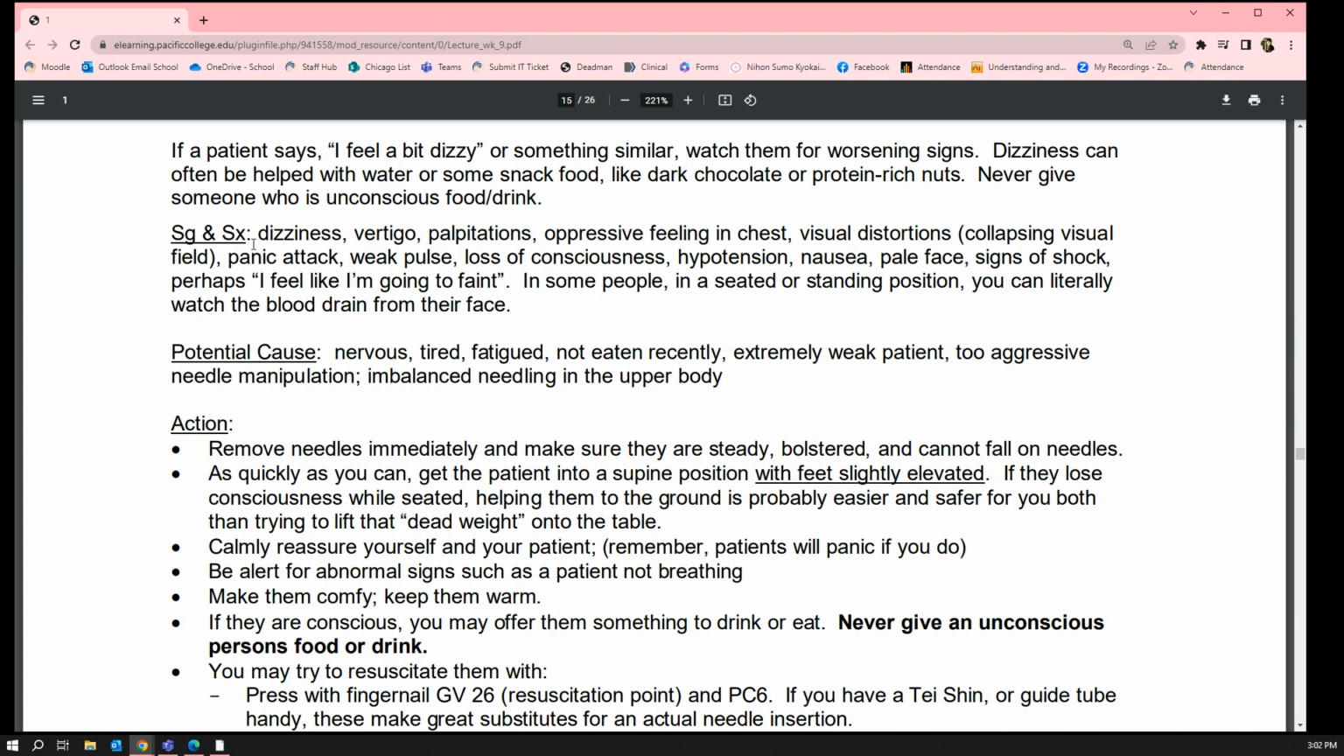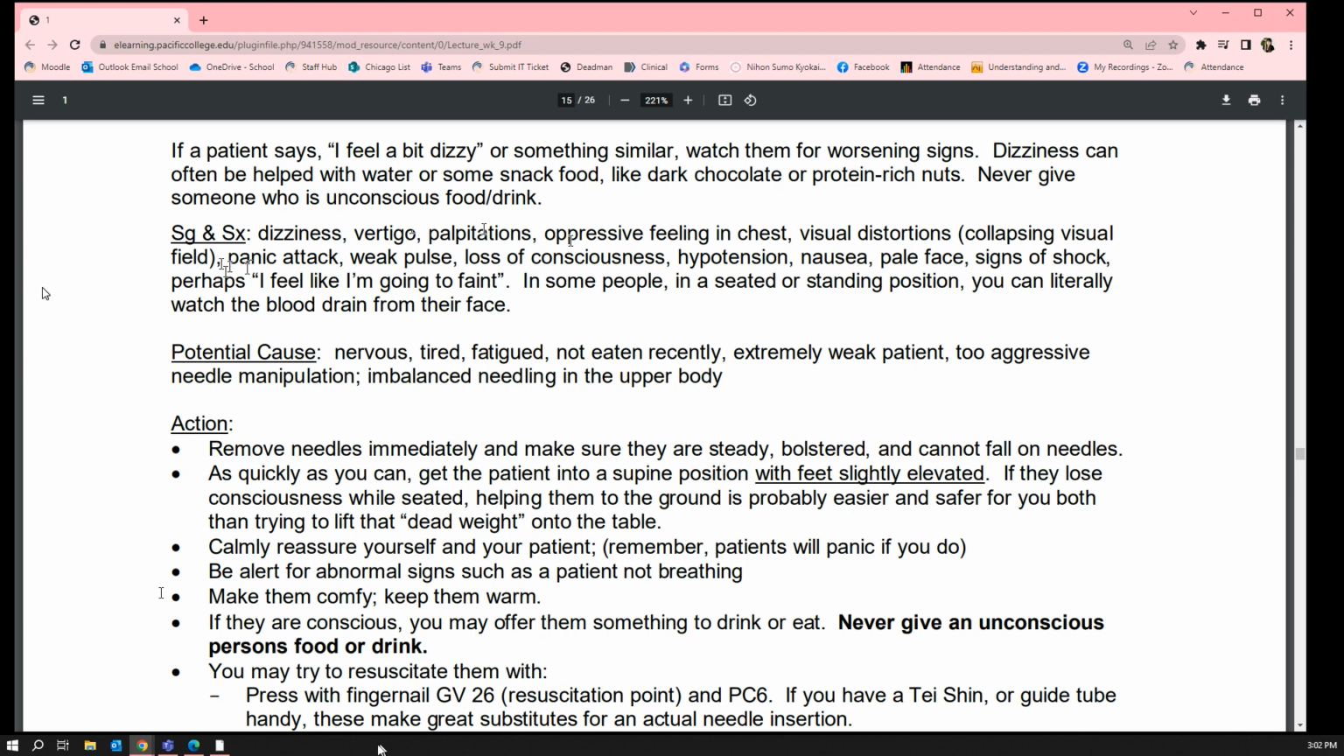So some general signs and symptoms, things that we're looking for: dizziness and vertigo. They might report palpitations or an oppressive feeling in the chest, like a heaviness. They may see visual distortions. Things might get blurry. They might see a collapsing visual field. The last time I lost consciousness, it looked like a curtain falling, standing on a stage. It was just everything just went black from the top down. Someone might feel like they're having a panic attack.